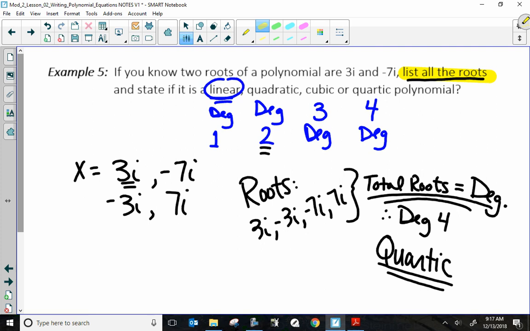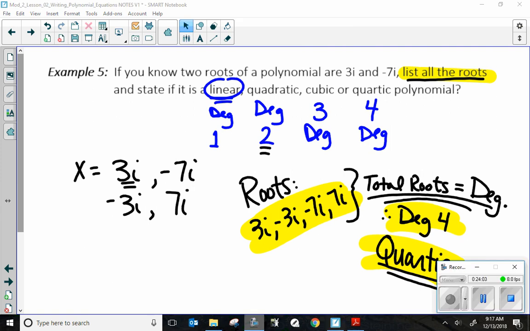List all the roots. Well, I know that if 3i is a root, negative 3i is, negative 7i is. Okay, there are 4 roots. That means degree 4. That means it's a quartic. That's literally all we had to do for this problem. You're welcome. We're done with this problem.